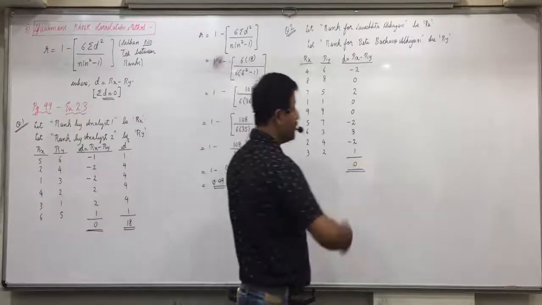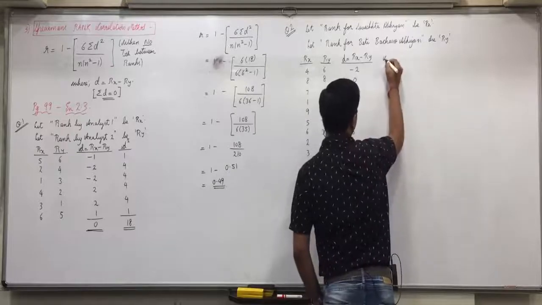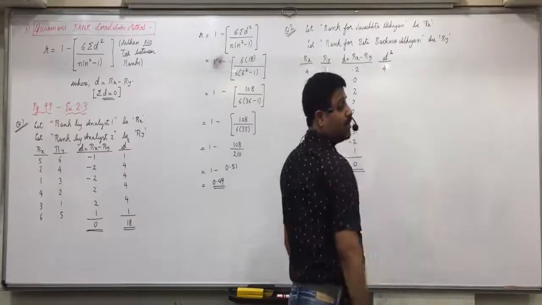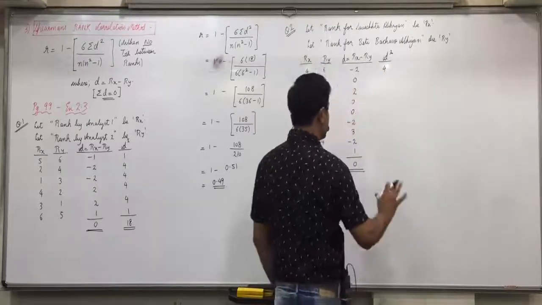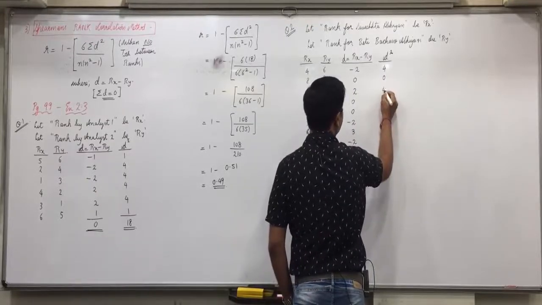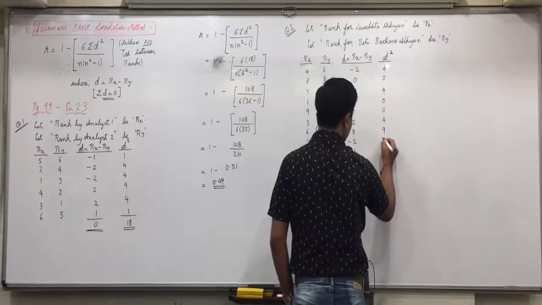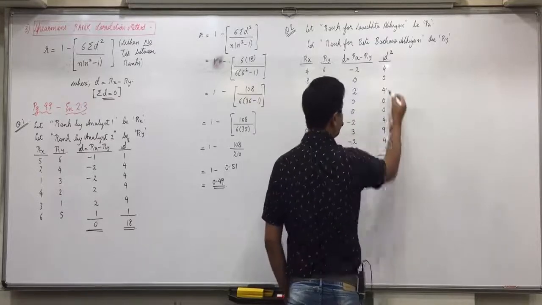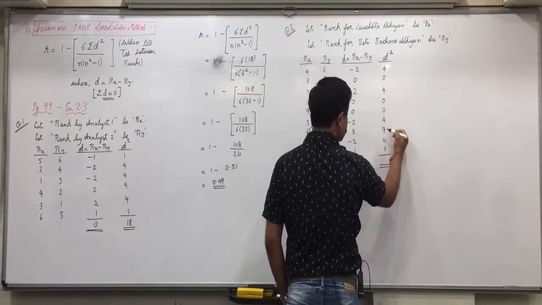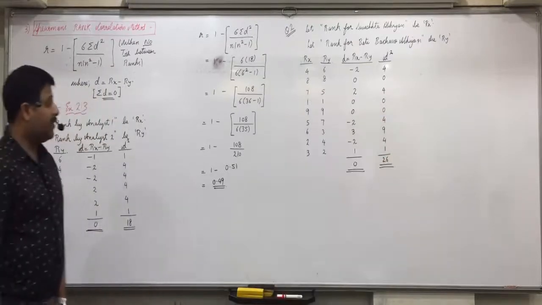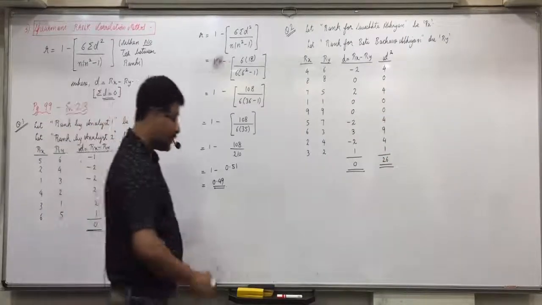Is everyone clear with this? Then next, D square. Tell me the values. Square is always positive. Minus 2 square is 4. 0, 4, 0, 0, 4, 9, 4 and 1. Okay. 1, 2, 3, 4, 16, 25, 26. Anyone having any doubt in this? All are clear with the squares?